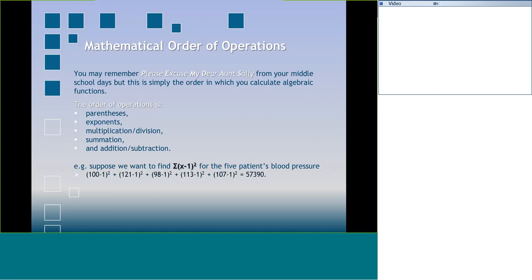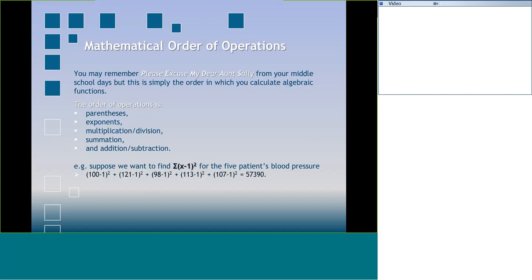We also need to touch on the mathematical order of operations. You may remember from your school days, please excuse my dear Aunt Sally, but this is simply the order in which you calculate algebraic functions. The order of operations is parentheses, exponents, multiplication, division, summation, and addition, subtraction. You start by doing any math that occurs inside the parentheses. Then you calculate any exponents, followed by any multiplication or division, followed by summation, and then finishing with any addition or subtraction.